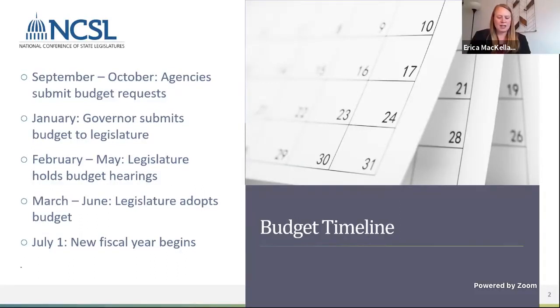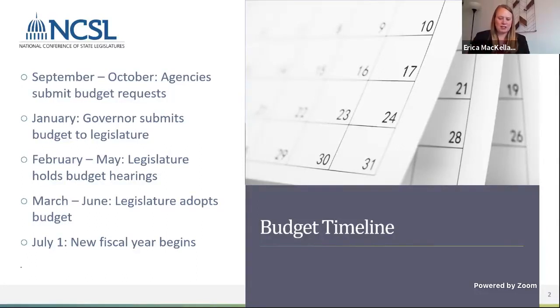So just to kick things off, I want to review the timing of most state budgets. Typically, agencies submit budget requests to the governor's office in the fall. Then the governor chooses his priorities, puts together his budget, and submits it to the legislature in January. From February to May, depending on the length of sessions, which varies greatly, legislatures will hold budget hearings. I'm sure many of you are knee deep in that process right now. And then sometime between March and June, the legislature usually adopts that enacted budget.